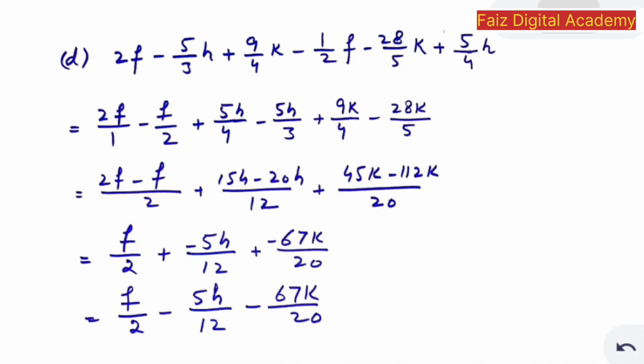In the D part we are given a little bit longer question, and in this question there are three types of variable: f, h, and k. So the first step is multiplying and changing the numbers into fraction form, like 2f is written as 2f over 1 minus f over 2. F ones are f and then 2, and then 5h over 4, and this negative 5h over 3, then plus 9k over 4, and then this negative 28k over 5.